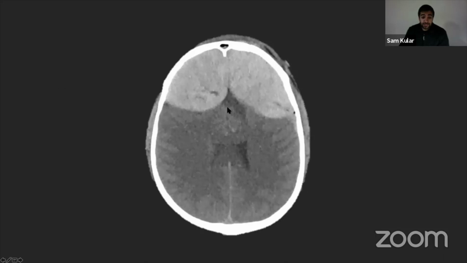Again, this is a nice case of bilateral extradural hematomas. Because there's been an injury to the front of the brain, we have bleeding in both compartments, but they are unable to cross each other because of the sagittal suture that runs in the midline. So we get this bifrontal convex appearance.